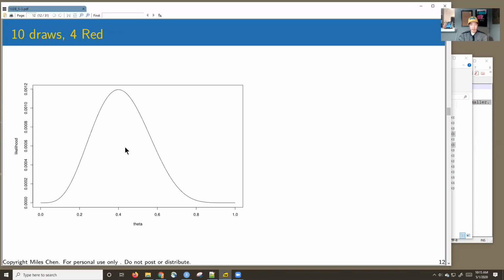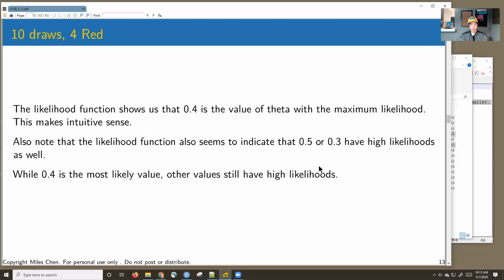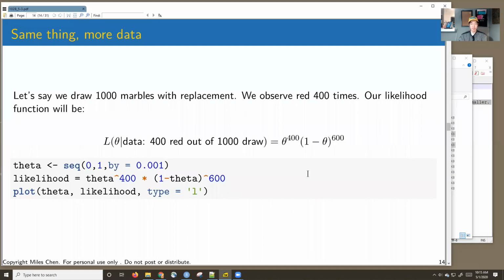So that would still be very plausible for some kind of outcome. So the maximum likelihood estimate for the proportion that's red, theta being 0.4, we can't be super confident that that is the answer. I've written on this slide that the likelihood function shows us that 0.4 is the value of theta with the maximum likelihood, but it also seems to indicate that 0.5 and 0.3 have high likelihoods for theta as well. So other values still have high likelihoods as far as what theta could be.